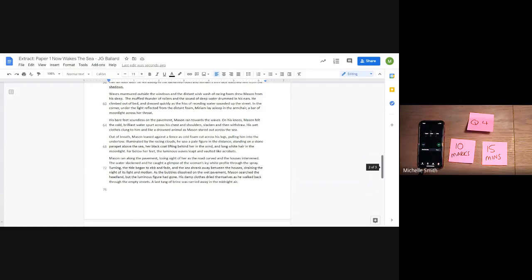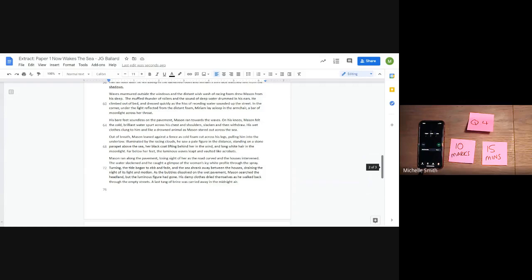On his knees, Mason felt the cold, brilliant water spurt across his chest and shoulders, slacken and then withdraw. His wet clothes clung to him, and like a drowned animal as Mason stared out across the sea. Out of breath, Mason leaned against a fence as cold foam cut across his legs, pulling him into the undertow. Illuminated by the racing clouds, he saw a pale figure in the distance, standing on a stone parapet above the sea, her black coat lifting behind her in the wind, and long white hair in the moonlight.